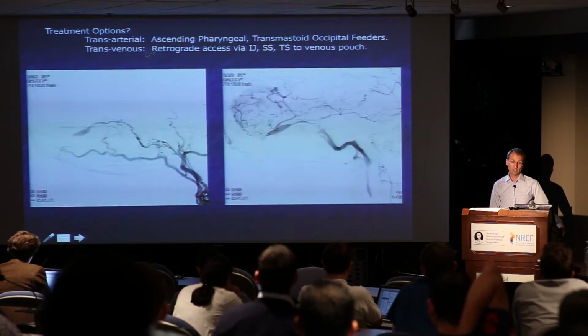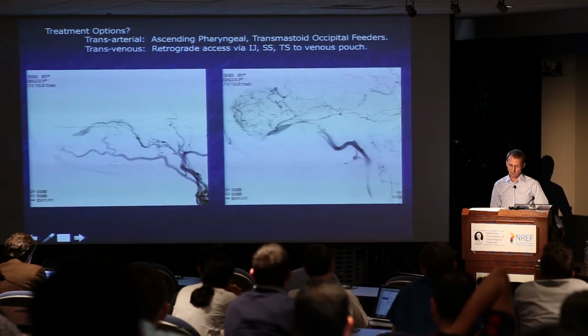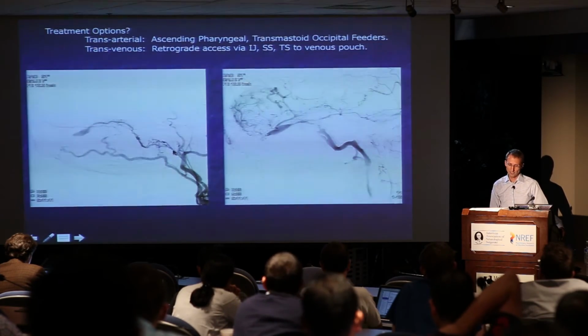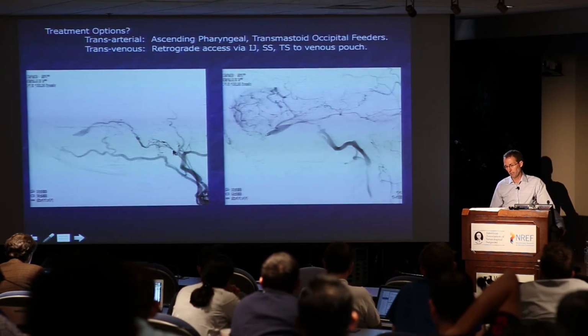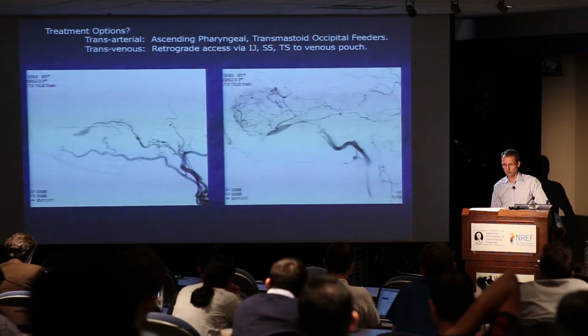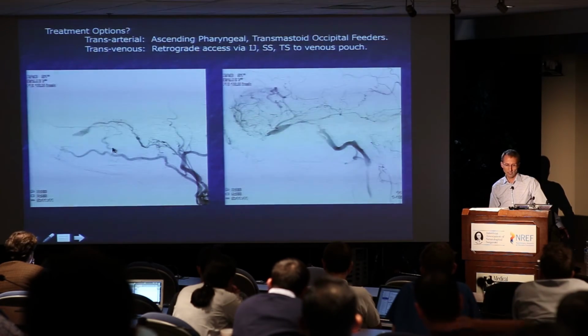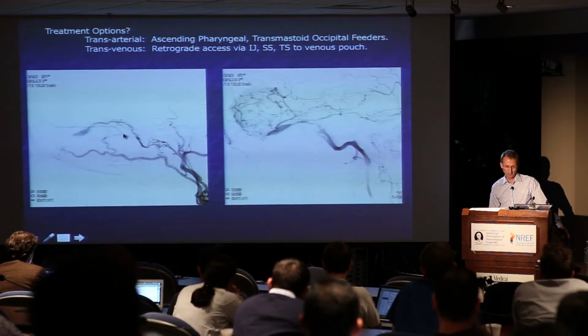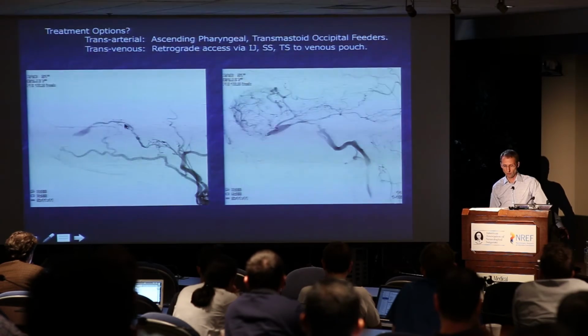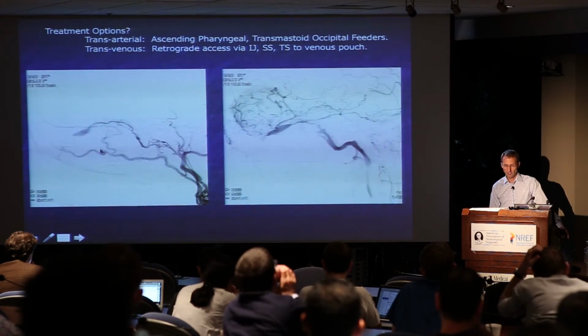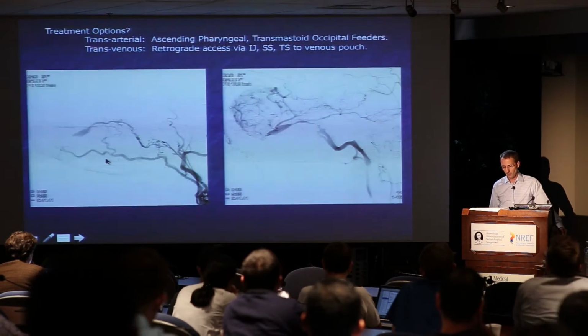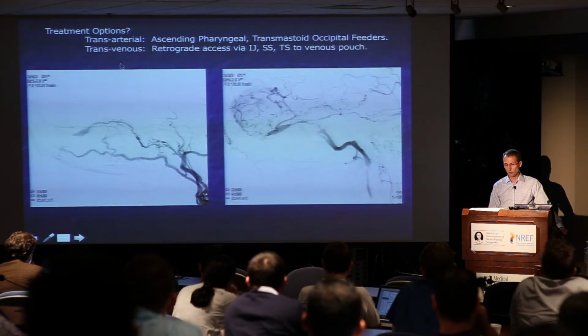Well, we could come transarterial. Okay, so we could come up the ascending pharyngeal. This would be the neuromeningeal branch. Hopefully, I've convinced you to at least have second thoughts about doing that. The transmastoid occipital feeders would be quite good targets for this, I think, as long as you could avoid reflux down the ascending pharyngeal connections. But again, I want you to think about transvenous access.